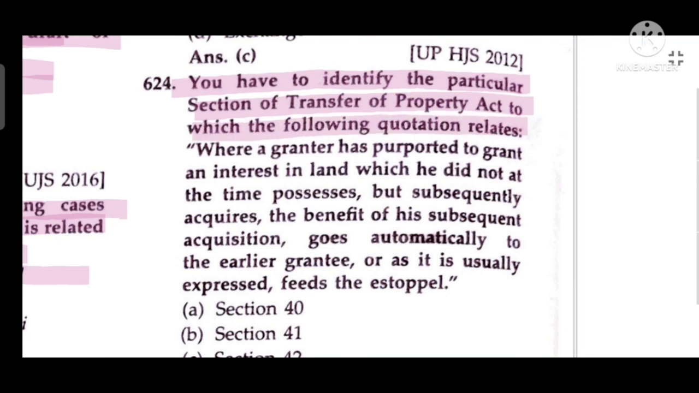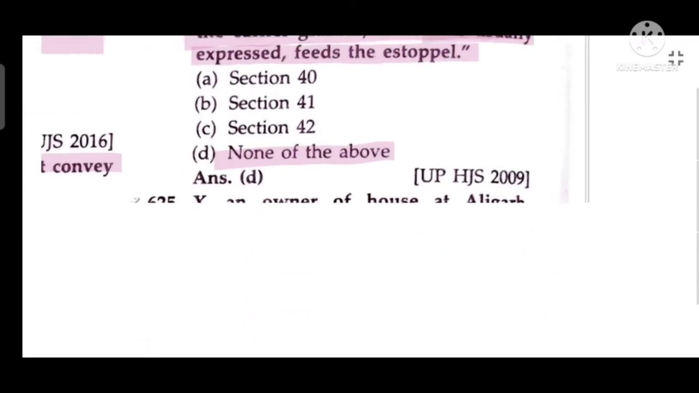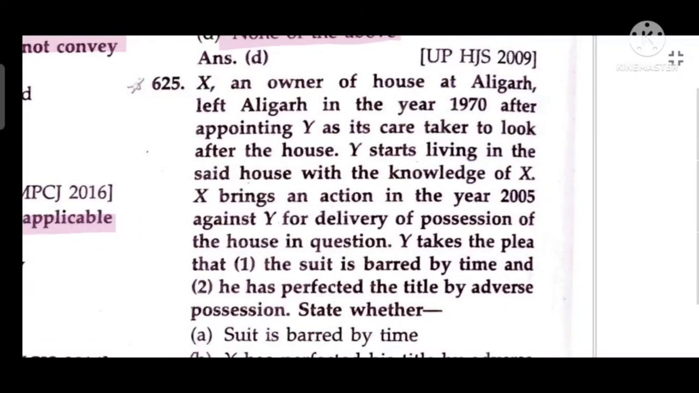You have to identify the particular section of the Transfer of Property Act to which the following quotation relates: where the grantor has purported to grant an interest in land he did not at all possess, but subsequently acquired, the benefit of the subsequent acquisition goes automatically to the earlier grantee, usually expressed as feeding the estoppel. None of the above. Section 43 will be the answer.